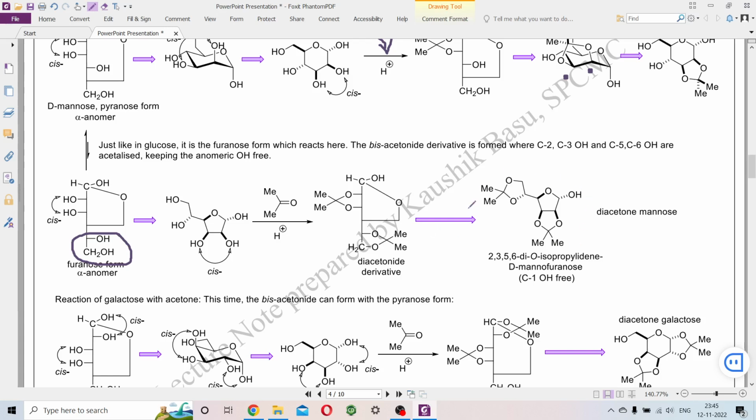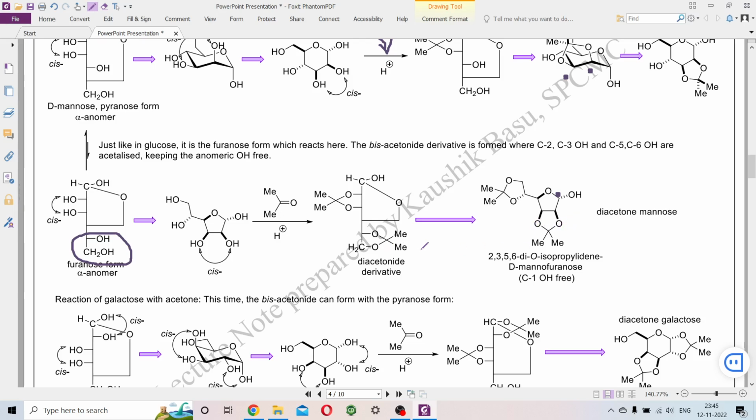So you get a diacetone mannose which is just like the diacetone glucose, but this time it is not the C3 OH which is free, it is the C1 or the anomeric OH which is free. The C5, C6 OH are blocked, C4 OH is obviously part of the 5-membered ring, so it's blocked, and C2, C3 have formed their own acetal. Last time we were seeing acetalization between C1 and C2, this time we are seeing acetalization between C2 and C3.